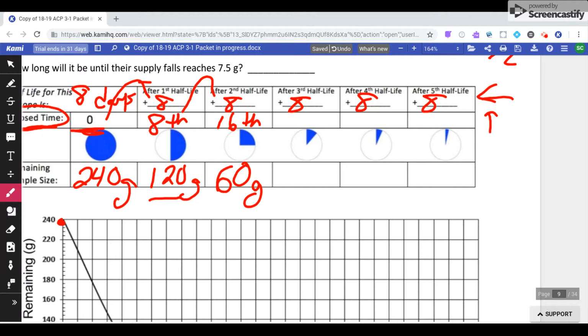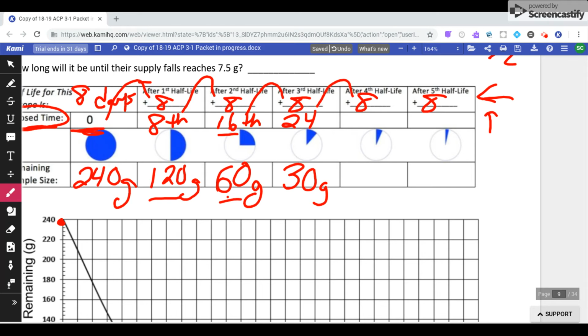8 days goes by, first half-life. Now we're down to 120. Another 8-day period goes by. Now we're on the 16th day overall. We now have 60 grams left of our sample. The rest has decayed. Now another 8 days goes by. 16 plus 8 is 24. We're on the 24th day, and 60 gets cut in half. We're down to 30.